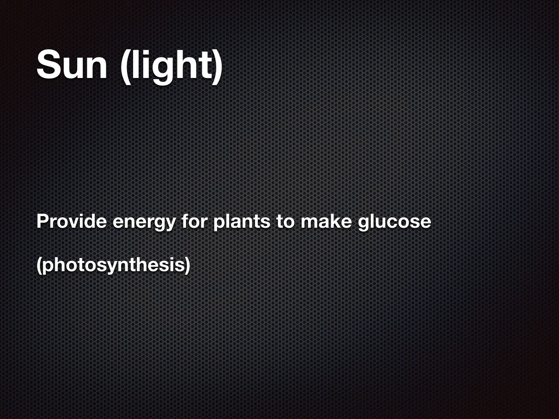Next up is sun or sunlight, and this provides energy for plants to make glucose. Here's your photosynthesis connection into this unit. So you're starting to see all our units are starting to blend together a little bit, and that's the beauty of coming back to each unit. As it spirals around, you get to see the connections from one unit to the next.